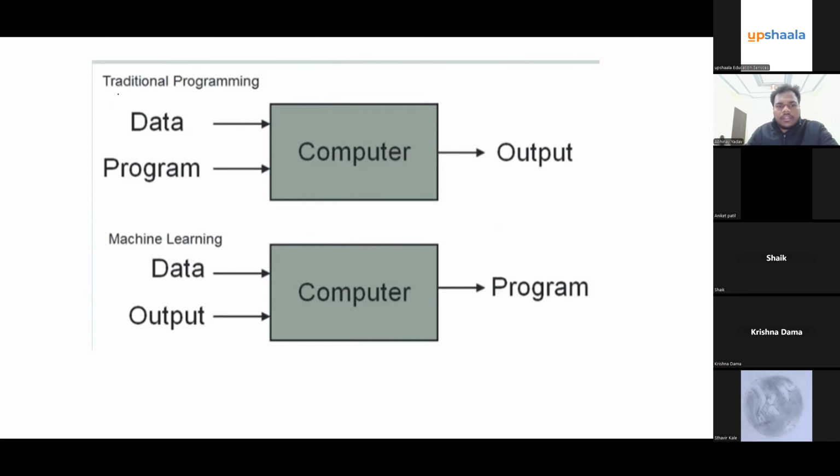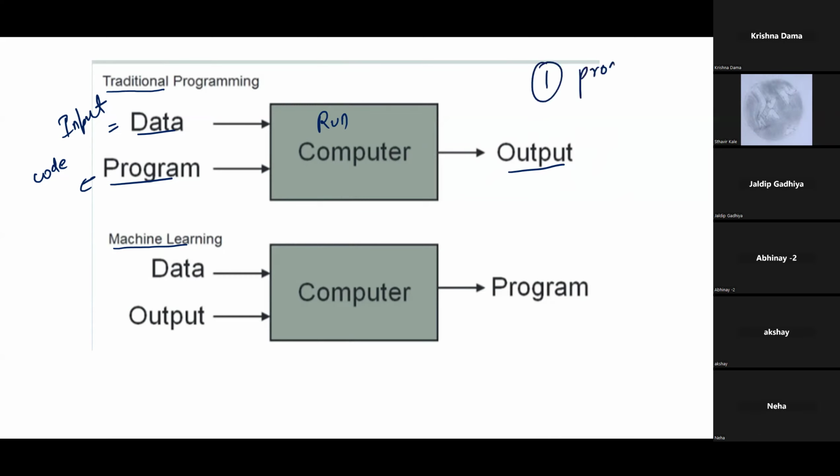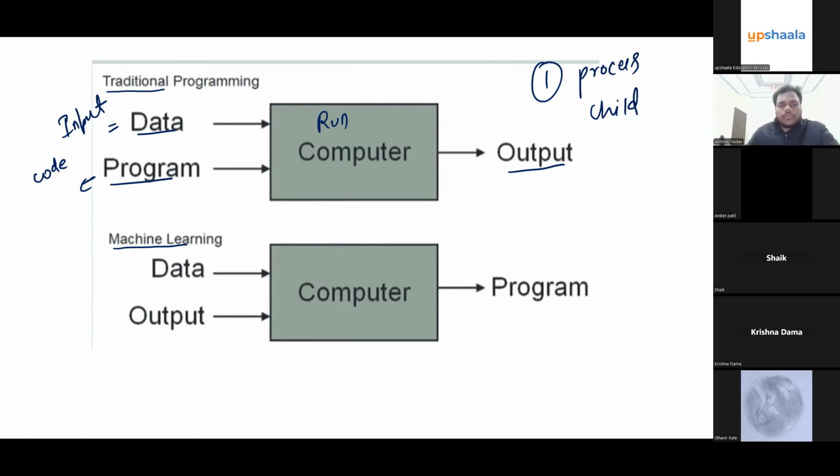This diagram is basically divided into two parts. The first one is traditional programming, the second one is machine learning. So what happened in traditional programming? We give the data, that means we give input, and we write some program, some set of lines of code. And we run that in the computer, and after running it we get some output. This is the process we follow from childhood itself when we start learning programming. So what is the drawback in this kind of traditional programming?